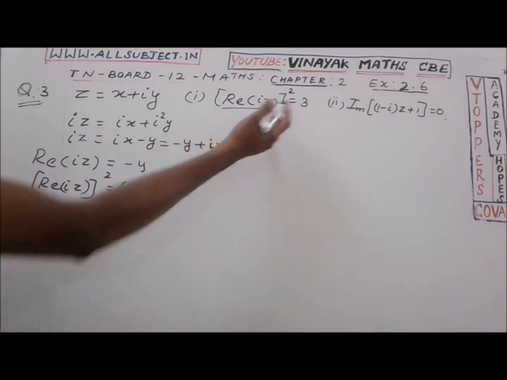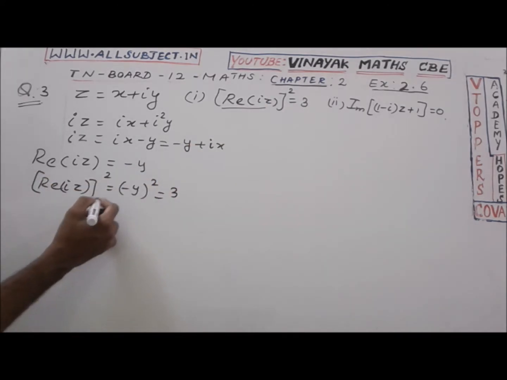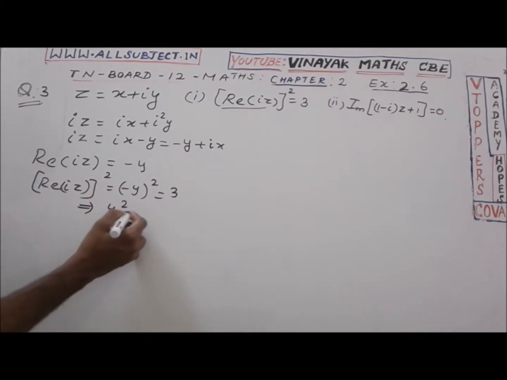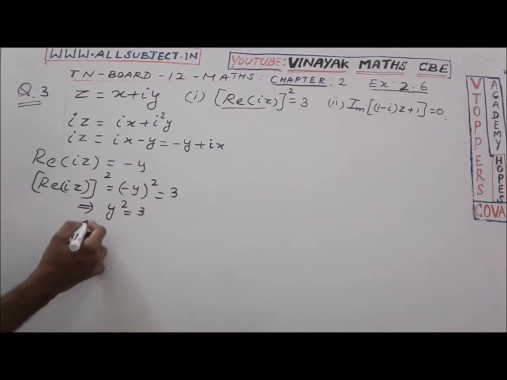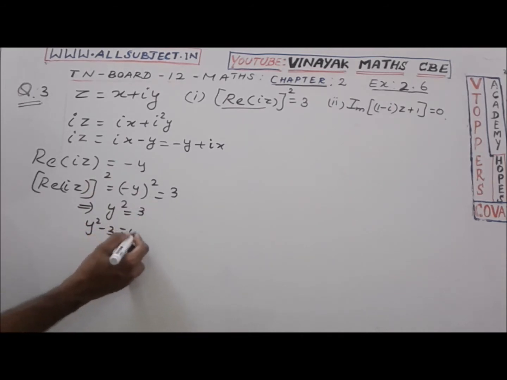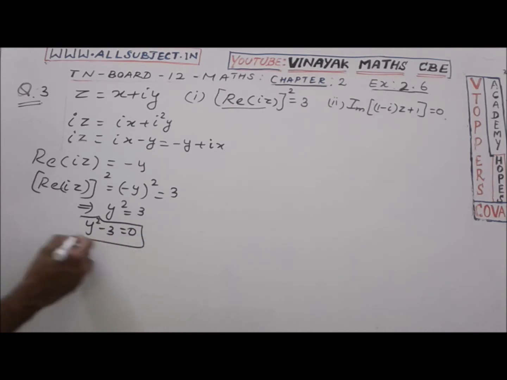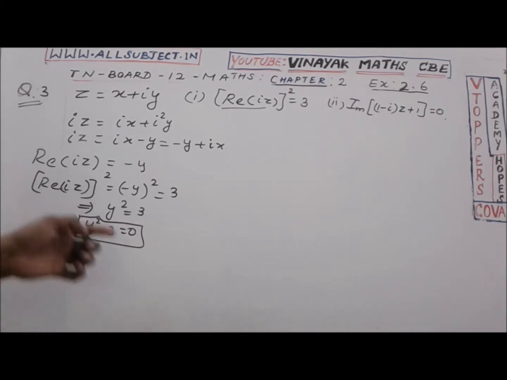That will be equal to 3, as given. Which implies y square equals 3. So y square minus 3 equal to 0 is the required equation. y square minus 3 equal to 0, or y square equal to 3, is the Cartesian equation.